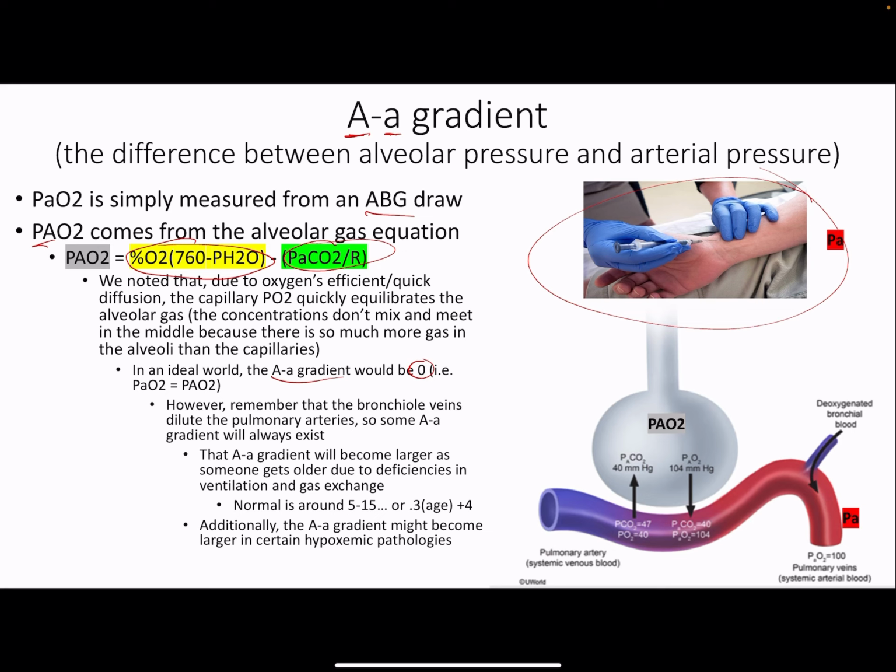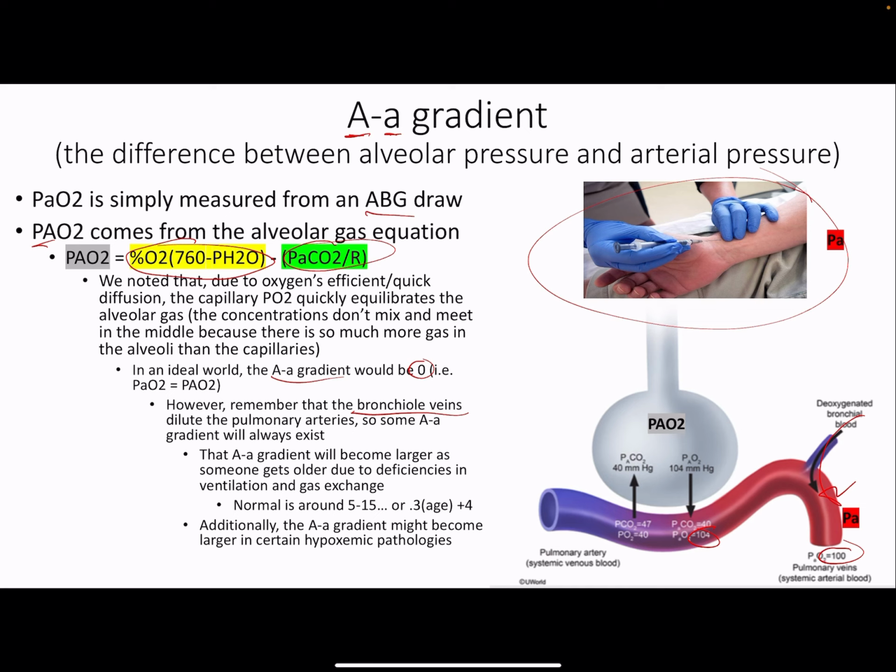But remember that the bronchial veins are going to dilute it a little bit, so it's going to bring that number down from 104 to 100 because some is coming in here. Additionally, we're going to have some level of VQ mismatch. And in general, you're not going to get 100% through; nobody's built perfectly. And as you get older, the body breaks down and you can't get gas in or out as well. Things become fibrotic, and diffusion doesn't work as well.